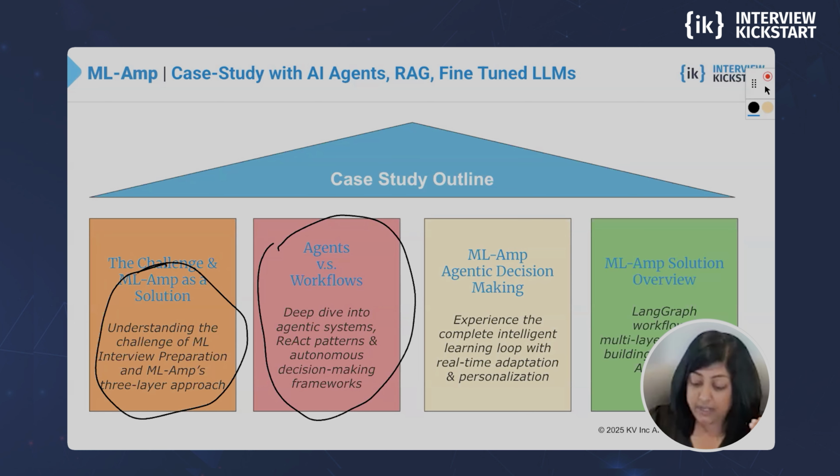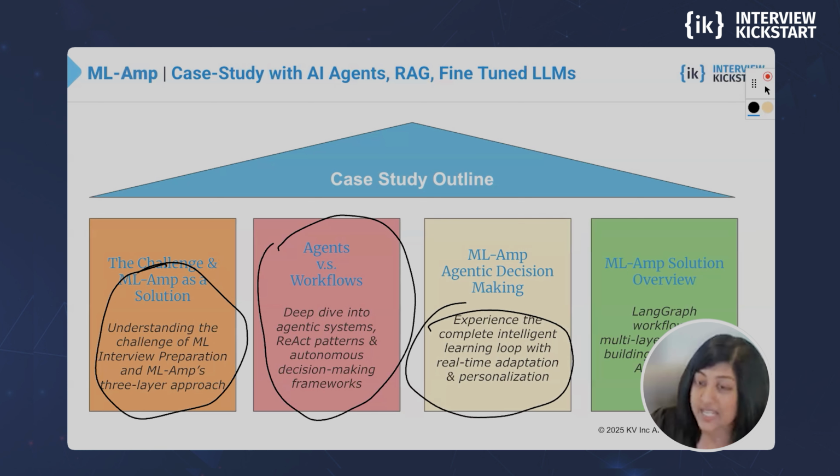Okay, so I'll be talking about agents versus workflow, and this is a gentle introduction into the decision-making frameworks that are out there. MLM specifically uses LangGraph, and we'll deep dive into that a little bit as part of MLM's agentic decision making. Now, I spoke about agents. They are working together in an intelligent learning loop, and we'll see what that is. That is what is enabling MLM's real-time adaptation and personalization. Okay, and we'll see what that exactly is.